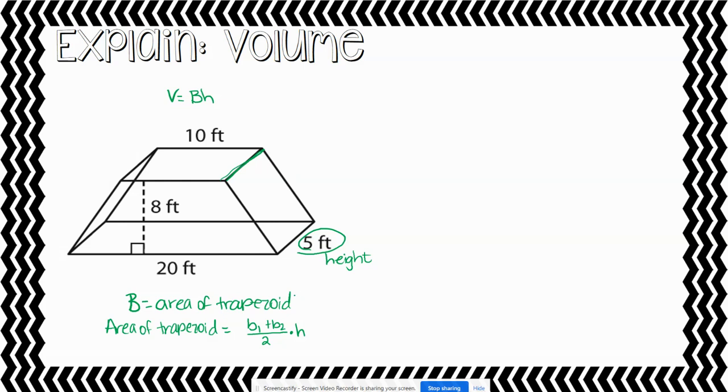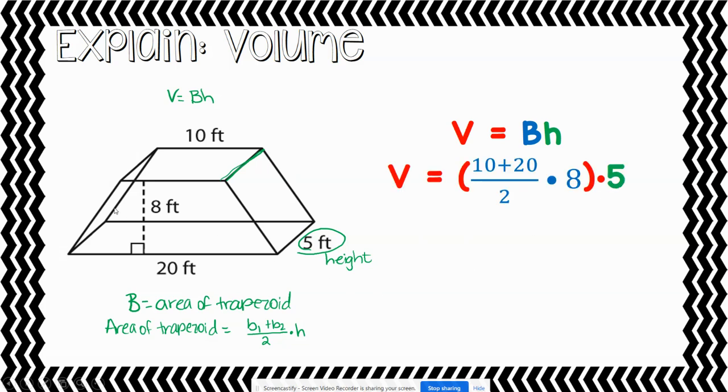And there are other ways of writing it, but that's the main gist of what you would be doing. So we would have to do all of this to find just this capital B, and then we would have to multiply all of that by the height of the prism, which would be 5. So when I do volume equals area of the base times the height, my area of the base is 10 plus 20 over 2 times 8.